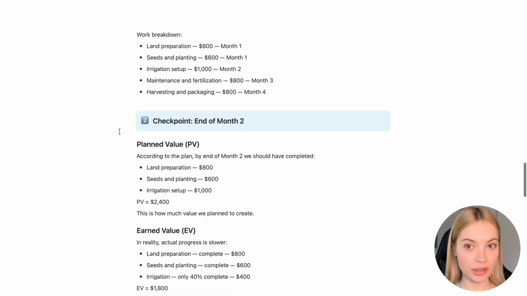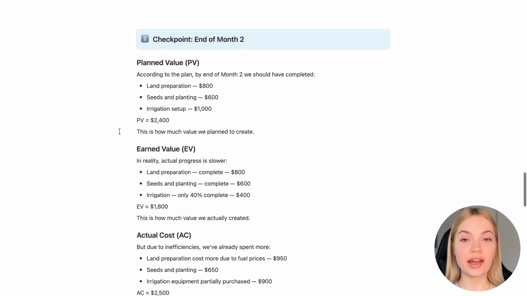Let's break down the work. Land preparation, $800. Seeds and planting, $600. Irrigation setup, $1,000. Maintenance and fertilization, $800. And harvesting and packaging, $800. Now, let's move to the second month of our project.